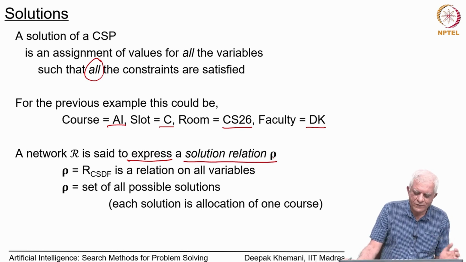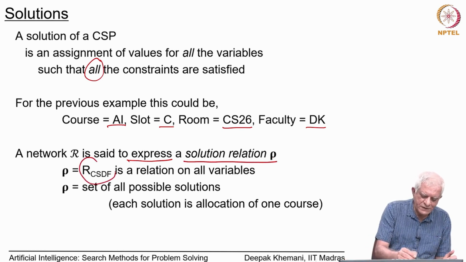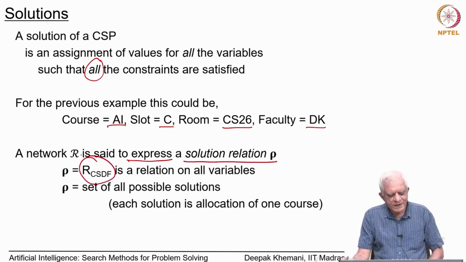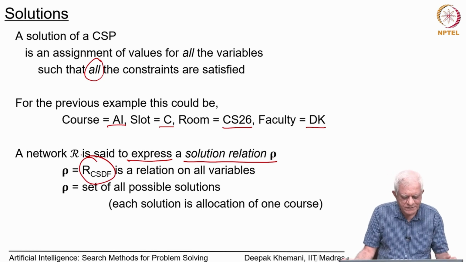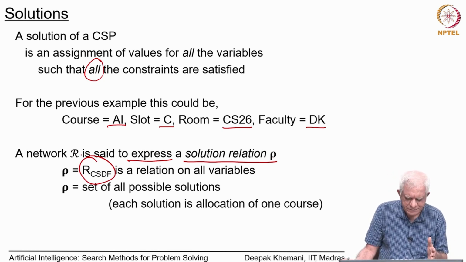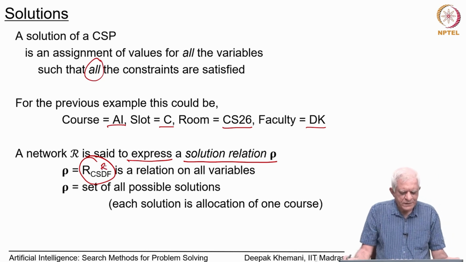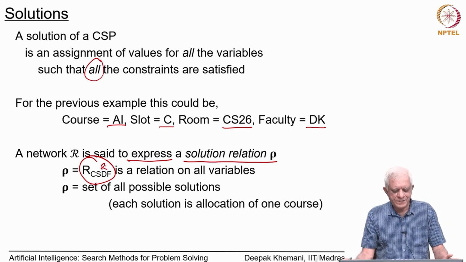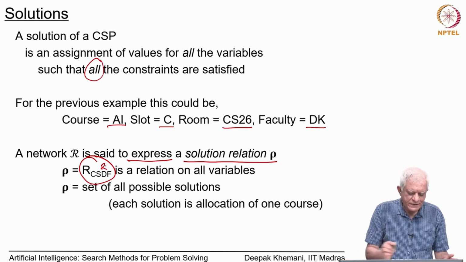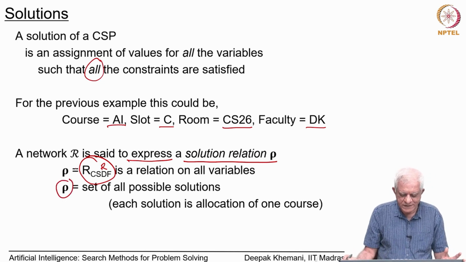In our case, there are 4 variables, and therefore, the solution relation rho, as we call it, is on those 4 variables: courses, slots, rooms and faculty. So, this should have been room here, CSRF essentially. And this solution relation rho is the set of all possible solutions essentially.